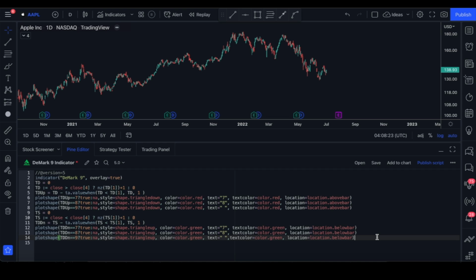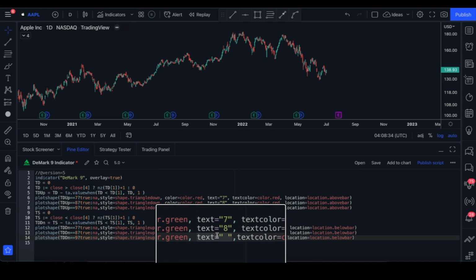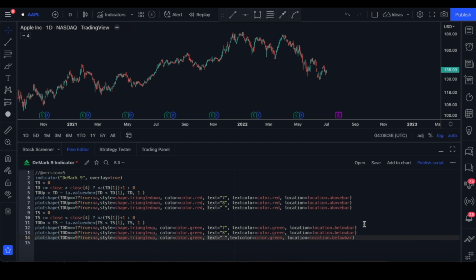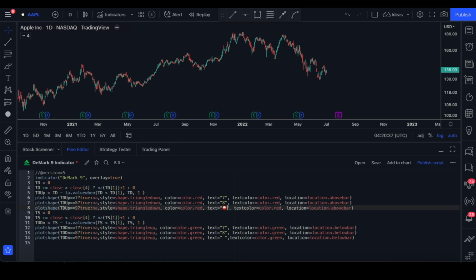And also, if you notice that our 2 emoji icons are missing here, it's a super easy fix. We can just go to getemoji.com, find our emoji icons, copy and paste them into our Pine script editor.